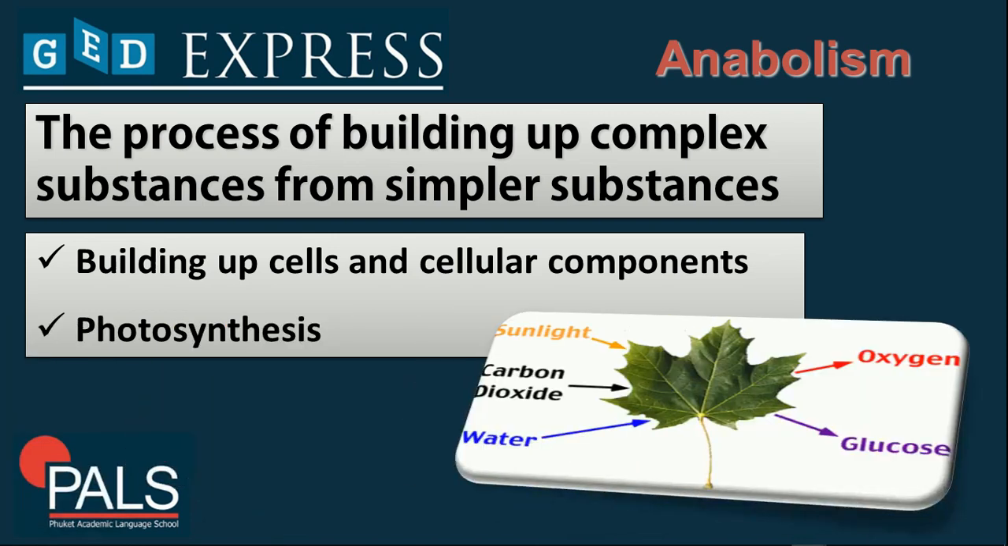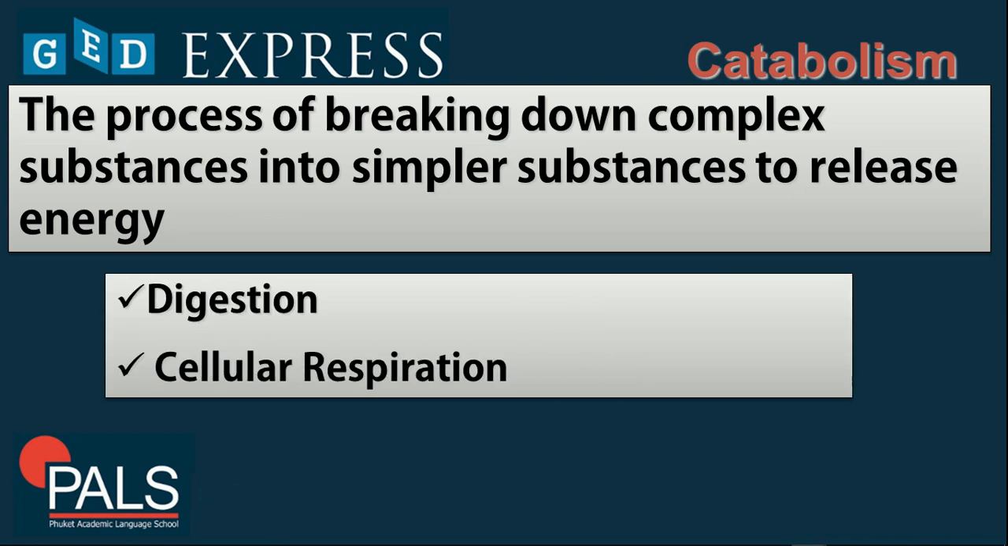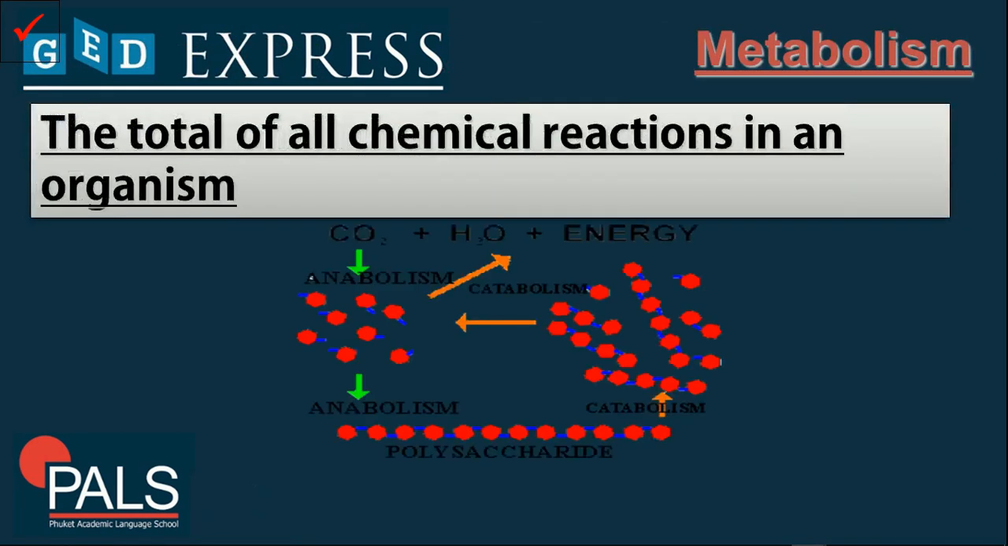Next we have catabolism. Catabolism is defined as the process of breaking down complex substances into simpler substances to release energy. Examples of that would be digestion and cellular respiration, which are two essential processes in a specific species. The combination of anabolism and catabolism is known as metabolism. These are a series of chemical reactions in an organism which produces energy.